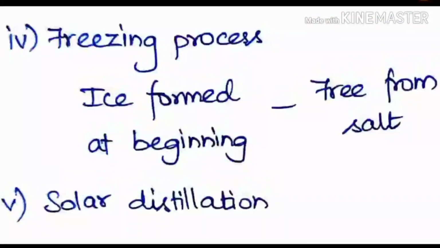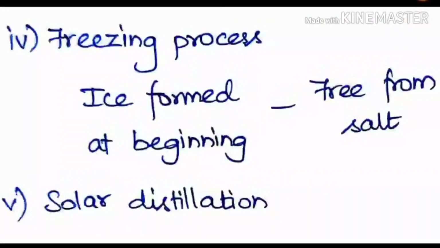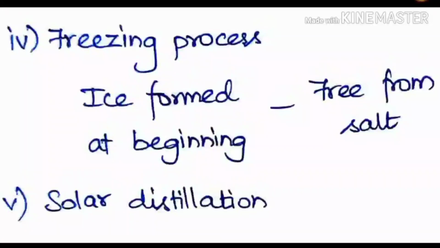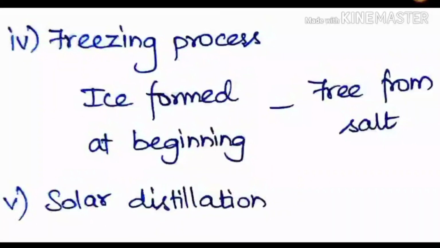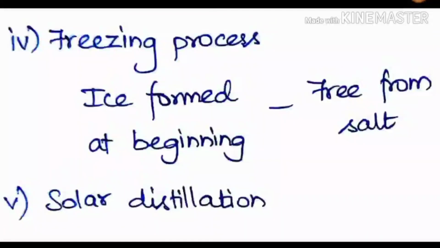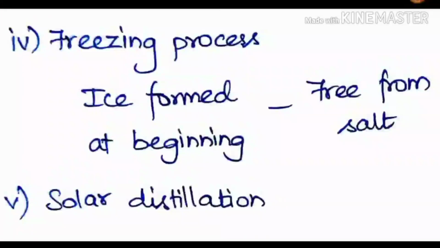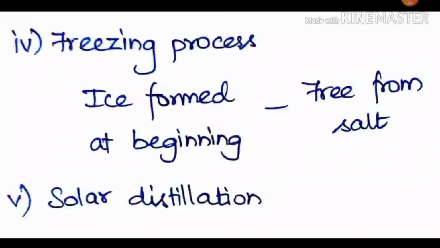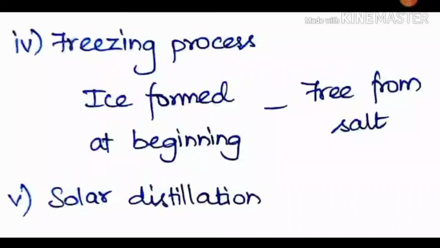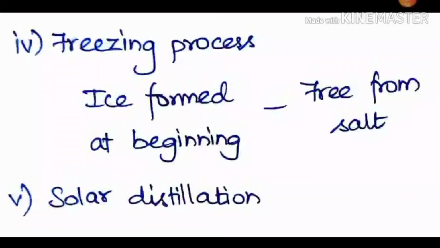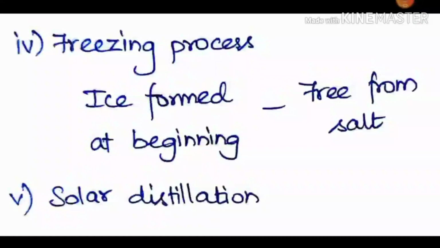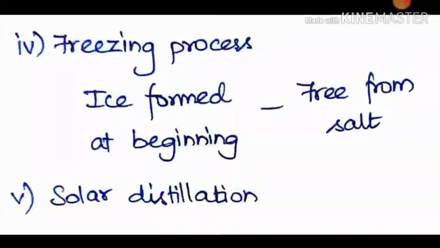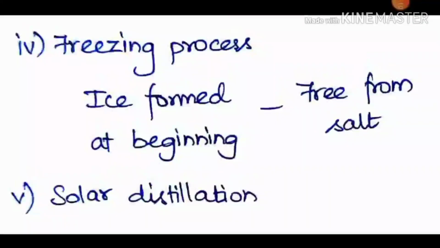And the next method of desalination is the freezing process. Here the water is frozen, so that at the starting stage itself the pure water will freeze, and only after that the salts will freeze, so that from the initial stage itself you can get the purest form of water. And the last one is the solar distillation process. It is similar to the evaporation process, but here the heating is done by solar energy itself.